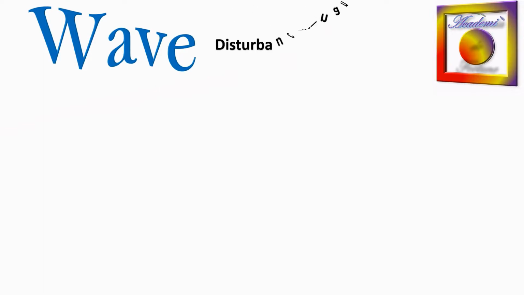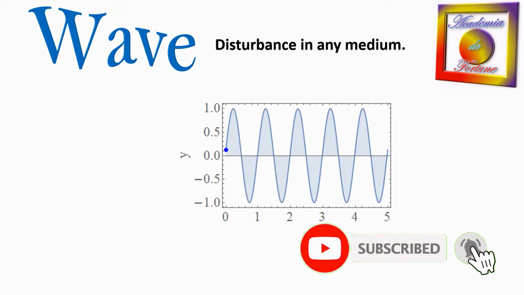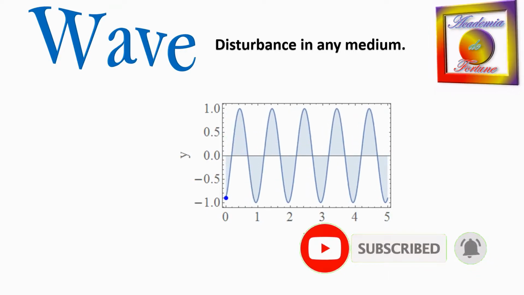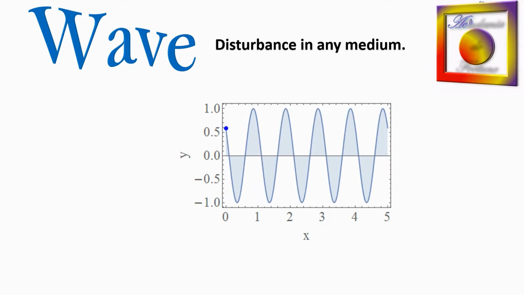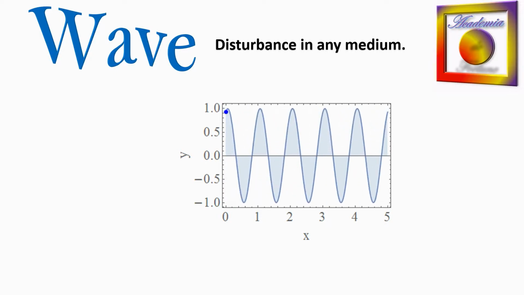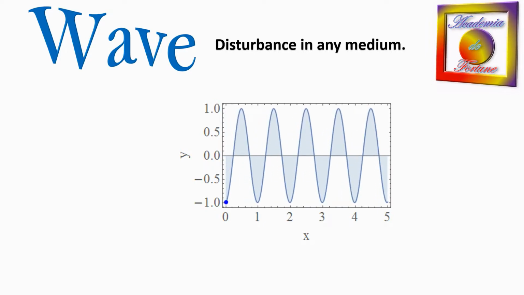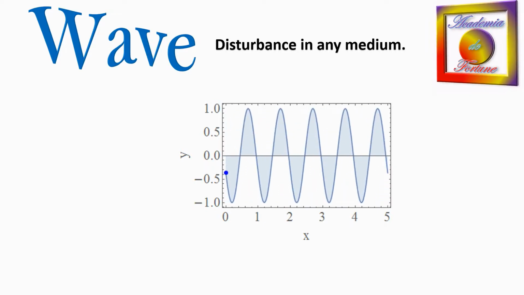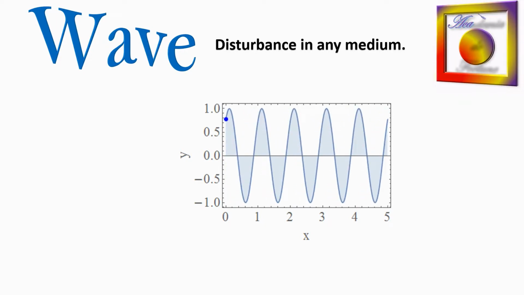What is a wave? A wave is defined as a disturbance in any medium. Let's have a look at this traveling wave. You can see the blue marker is oscillating up and down, and as a result a wave is generated, and this disturbance travels from left to right. You can consider this blue line as a string, and this wave is being generated in a string.